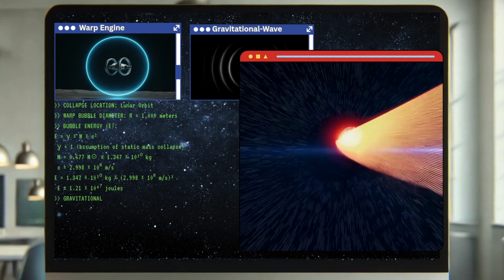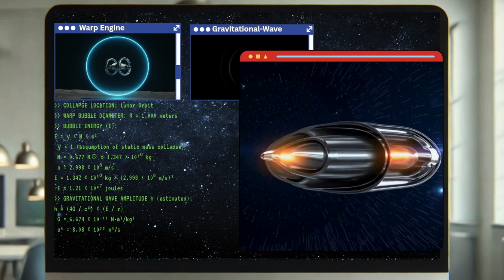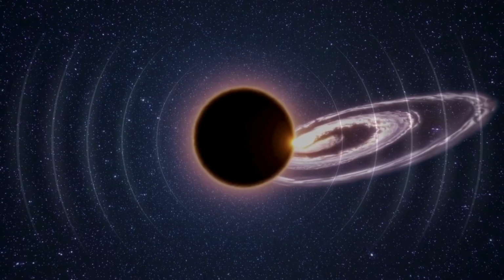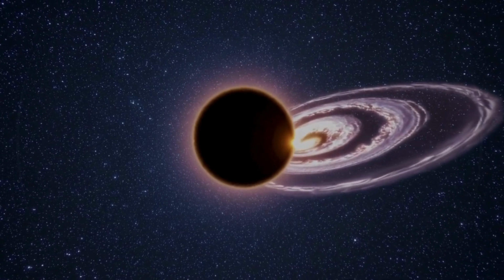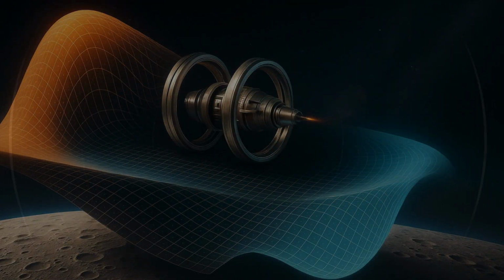Now you might wonder, why would so many scientists study a warp drive collapse when no such drive has been built yet? As we mentioned at the beginning of the video, humanity hopes to one day detect other intelligent civilizations through the gravitational waves produced by their technologies.